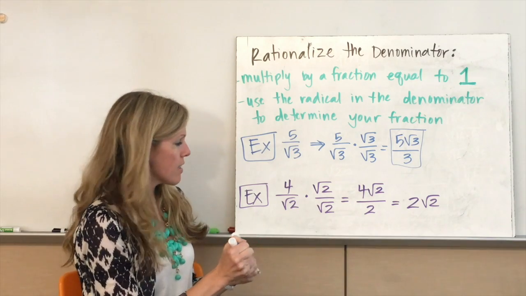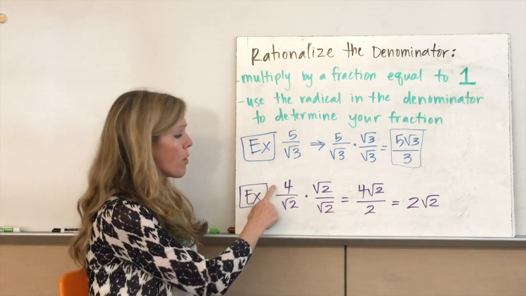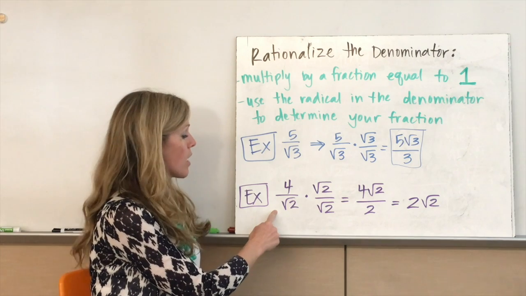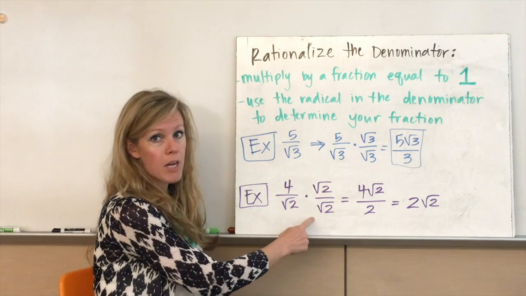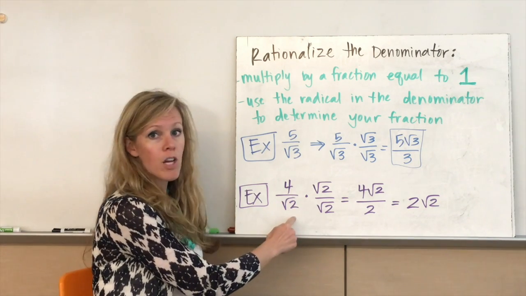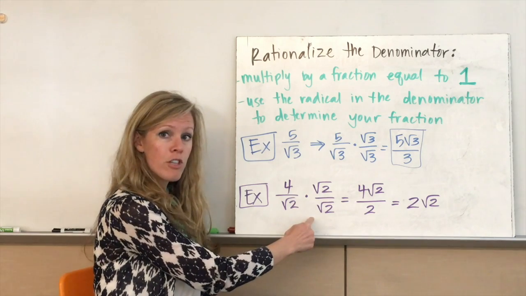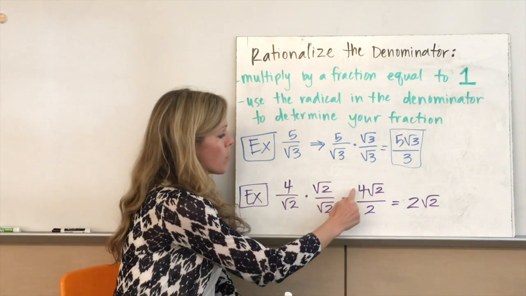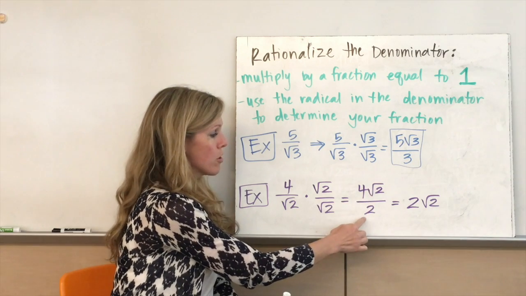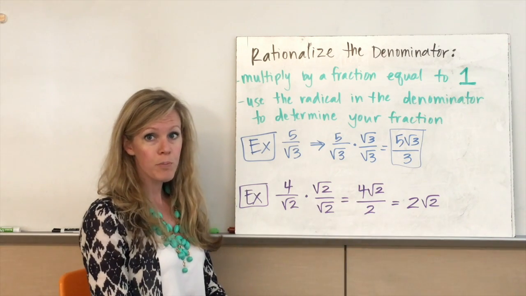If we look at our second example here, we have 4 over radical 2. Okay, we're going to multiply it by radical 2 over radical 2, using the denominator to help us figure out what our fraction equal to 1 should be. And then we get 4 radical 2 over 2. Is that our final answer, Ms. Pariseau?